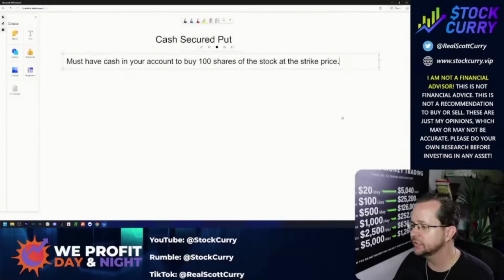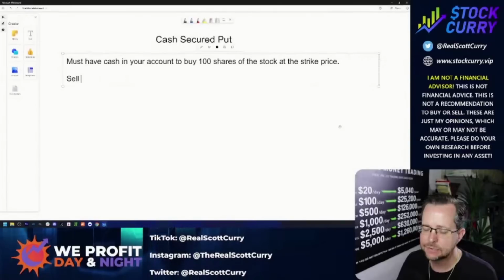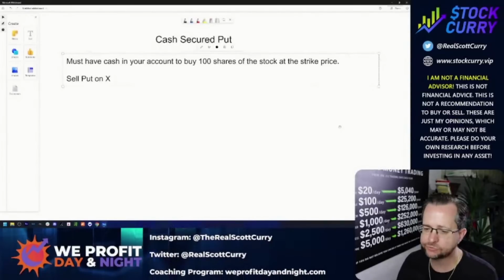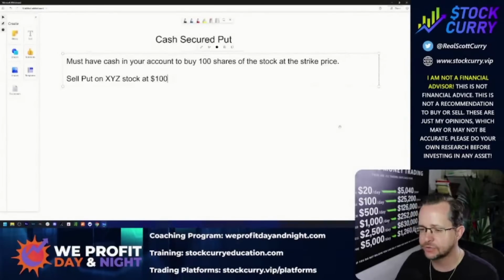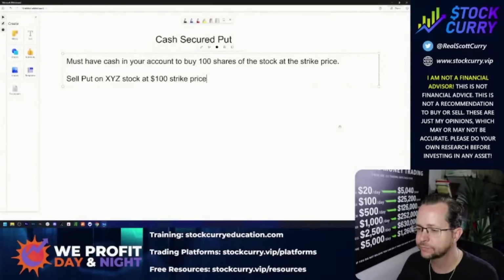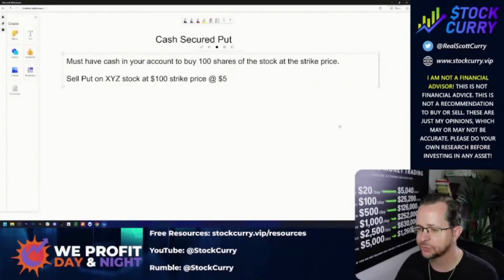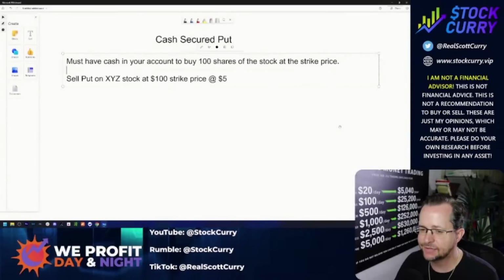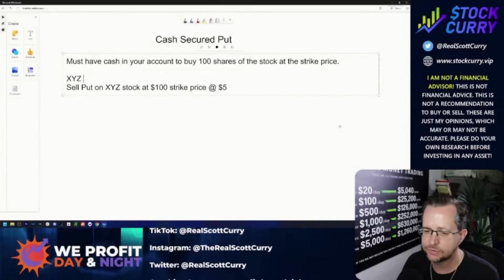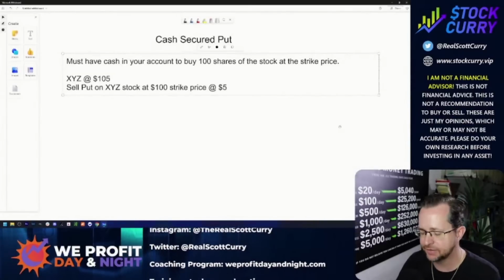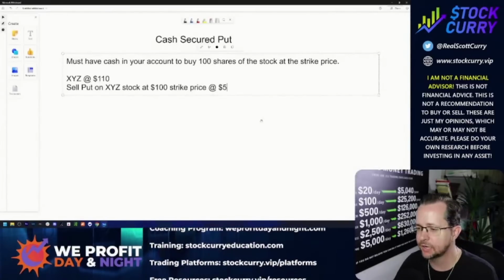And assuming that you do have the cash, here's how this would work. Let's say you want to sell a put on XYZ stock at a $100 strike price, and this put is going to be worth $5 per contract. Let's say that XYZ is currently trading at, actually, let's do 110. Say it's trading at $110 when this occurs.